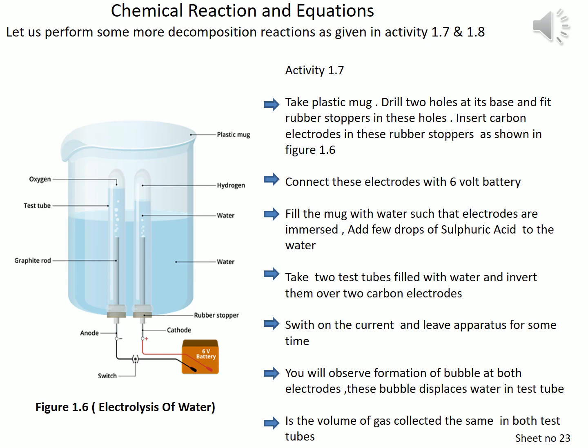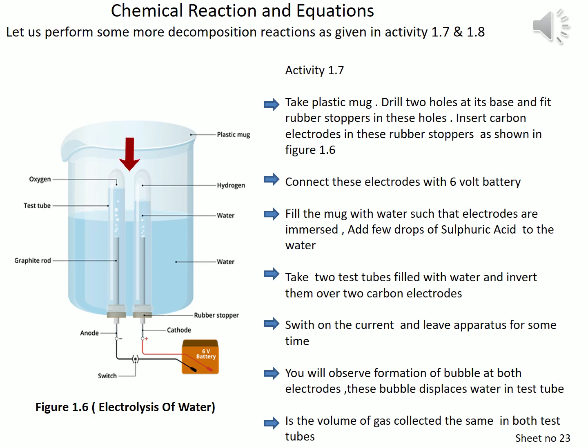Now connect these electrodes with a 6-volt battery. So this is a battery. We have connected these two points, anode and cathode, with the battery. We have provided a switch to operate this battery. Now fill this mug with water such that the electrodes are immersed. See this water level, and these are two electrodes which are just immersed. Add a few drops of sulfuric acid to the water. Let us add sulfuric acid.